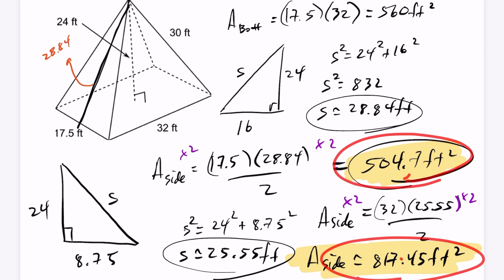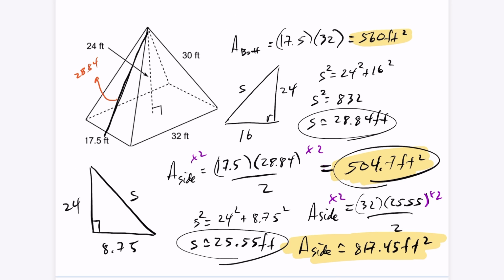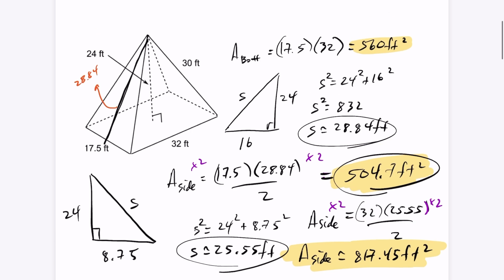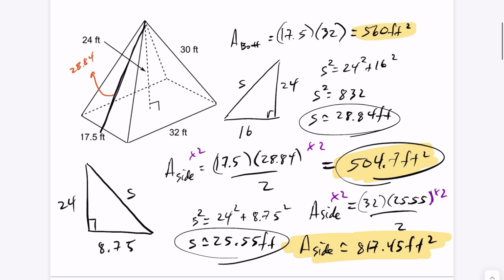If you add those together, that'll be the area all the way around. I also have right here the area of the square at the bottom. So let's total this up together and get a final answer. Summing this up, we end up getting for this question 1,882.15 square feet for your total area here.